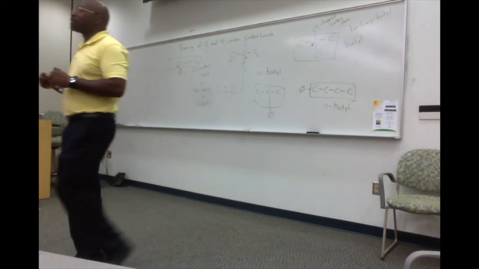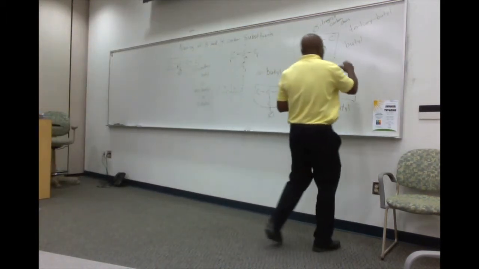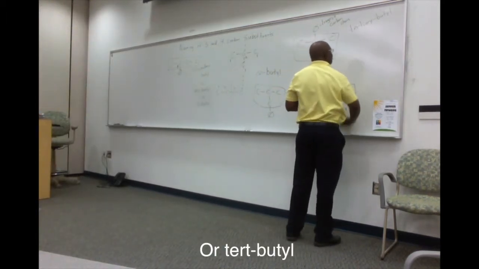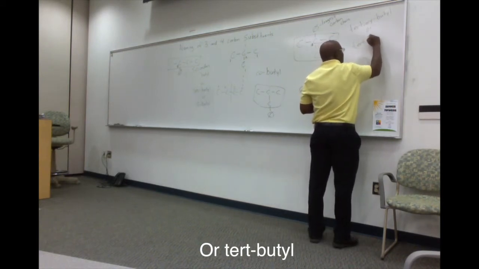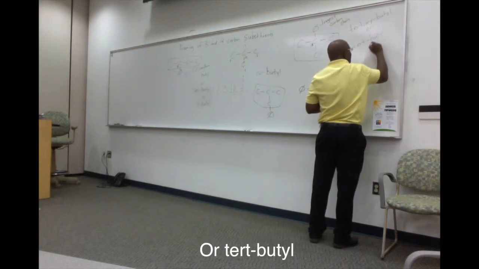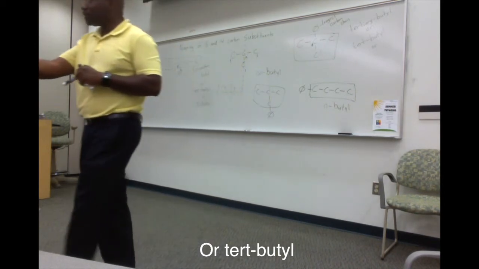But again, tertiary is a lot of letters to spell out. Chemists get hand cramps. We need to find a shorter way to spell out tertiary. You can say butyl, but tert-butyl. So you can call it tertiary butyl, or make it shorter, tert-butyl. Or, because four letters is still a lot of letters to write, t-butyl.